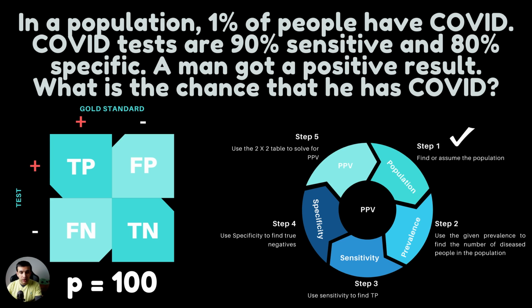So in this question, they gave that the prevalence was 1%. So true positive and false negative added is 1%. But the first step is to assume the population if you don't have the population. Here we don't have the population, we assume it's 100. And the second step is to use the prevalence to sort of guess this.